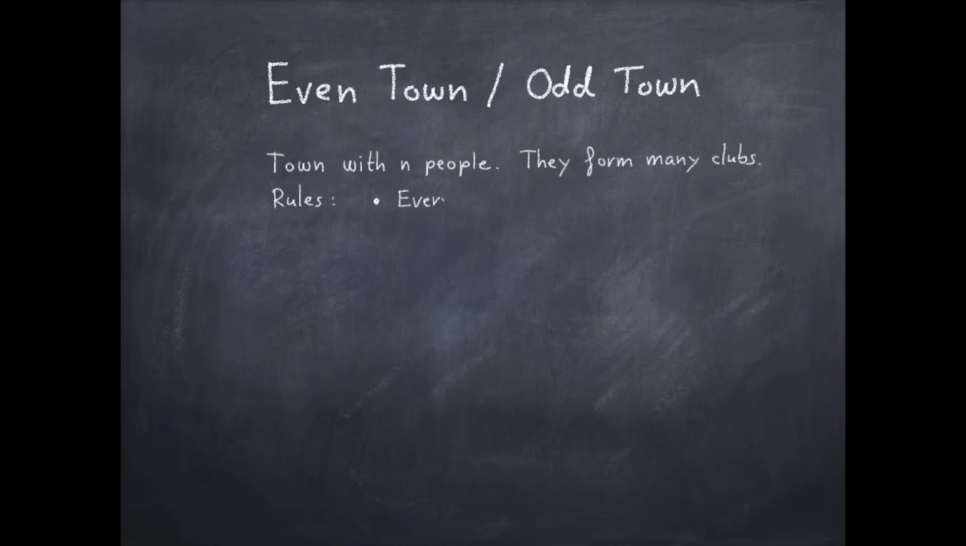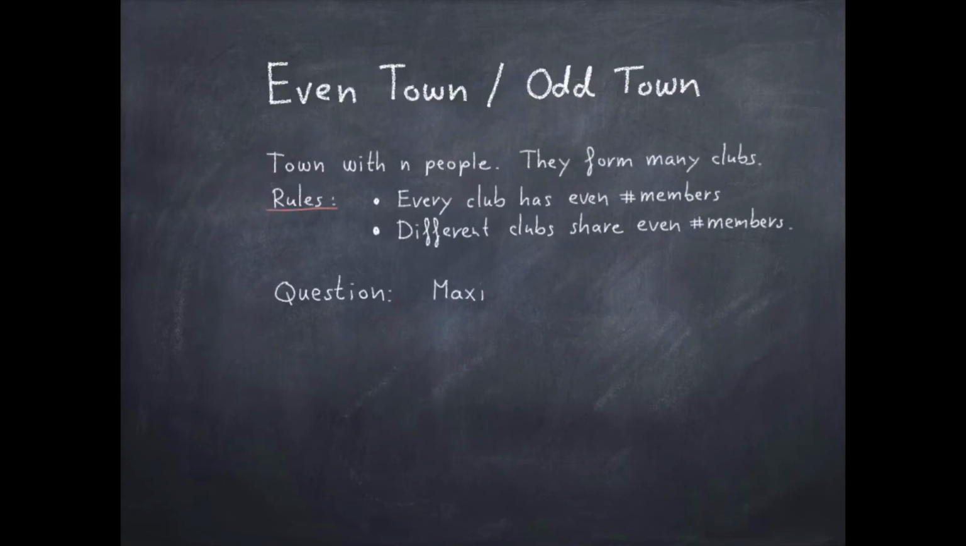Eventown is a town with n people. The inhabitants of Eventown really like to form clubs, as many as possible. There are some rules, however. First of all, every club must have an even number of members. Secondly, different clubs must always have an even number of members in common. Finally, no two clubs are allowed to have exactly the same members.